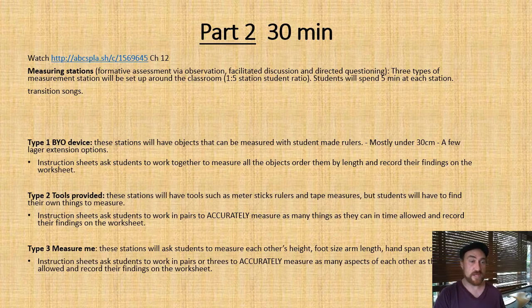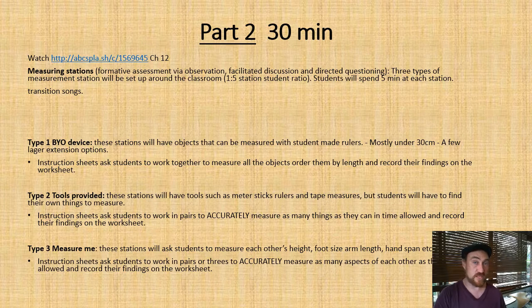The types of measuring stations will be bring your own device, where students will take the rulers that they've made and go and explore a number of objects in the area, recording their results and comparing with others. At station 2, tools will be provided, like rulers, tape measures, but students have to find their own things to measure, like walls and doors and desks.